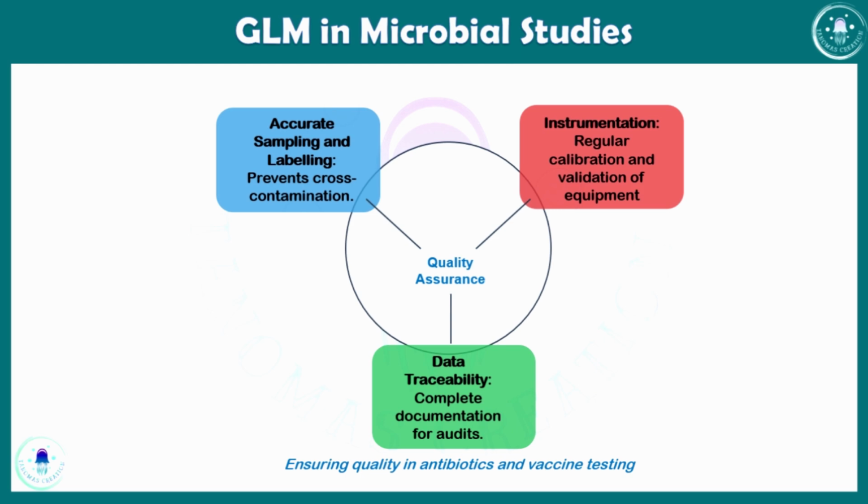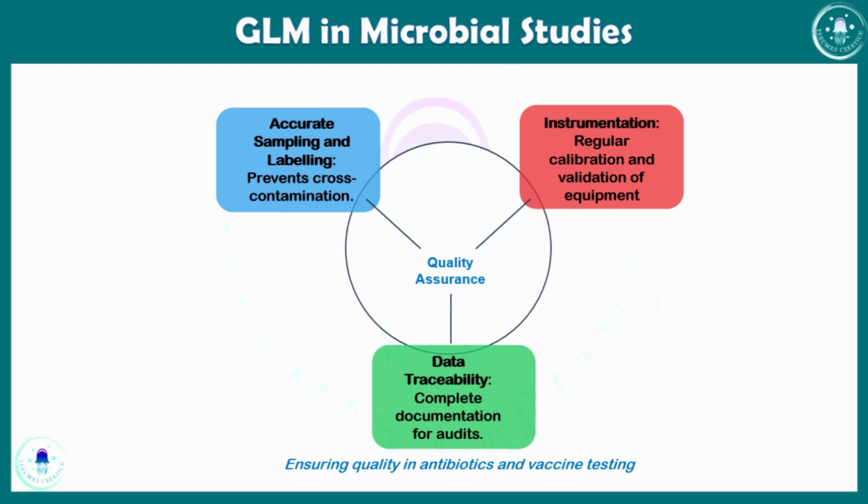So obviously when you do the accurate sampling, when you collect it and keep it accordingly, doing the proper labeling and all, you prevent the mixing up. Okay, cross-contamination is prevented, and it also helps you to find the sample whenever you need it, right? It will also ensure the reliability of the results. Okay, so accurate sampling and labeling are important.